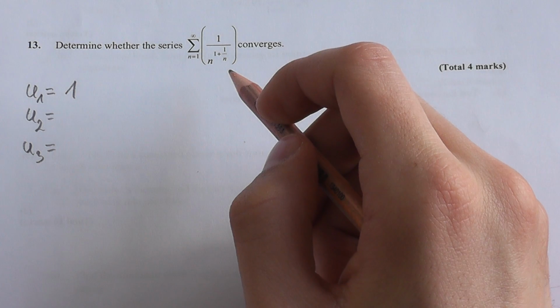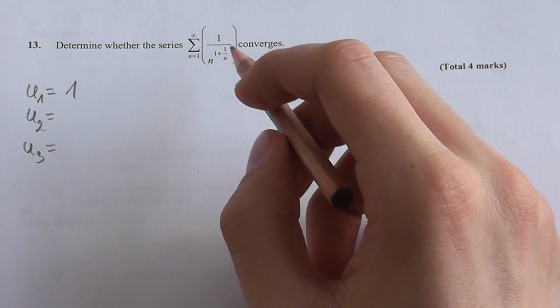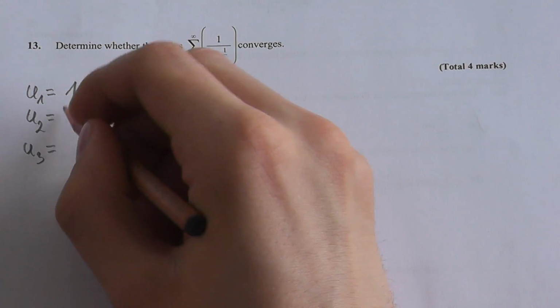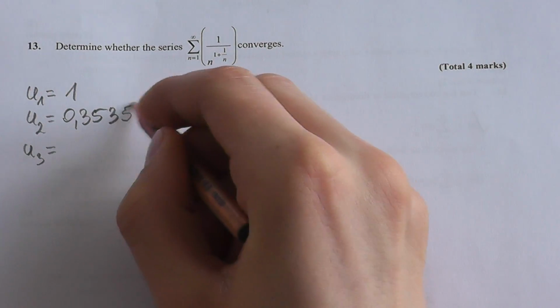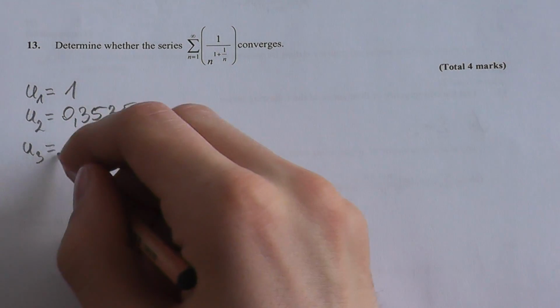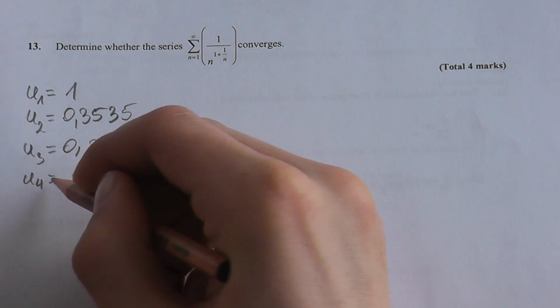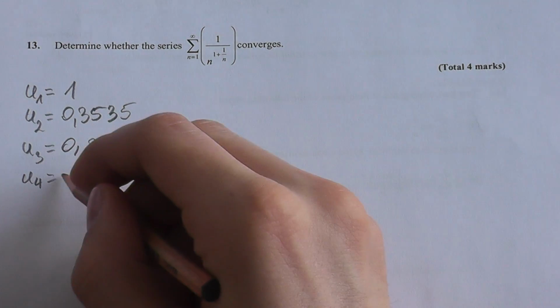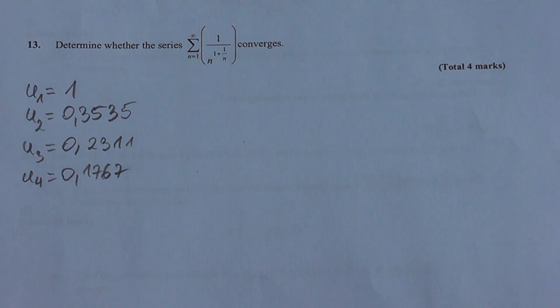I did the rest on the calculator. You can do them too. It's too time consuming for me to show it to you now, but I'll just give them to you. You have to trust me. The second term is 0.353, and then the third term is 0.2311. I did the fourth term as well, which is 0.1767. So you can clearly see that the terms keep decreasing and decreasing. The only issue is: is this convergent or divergent?